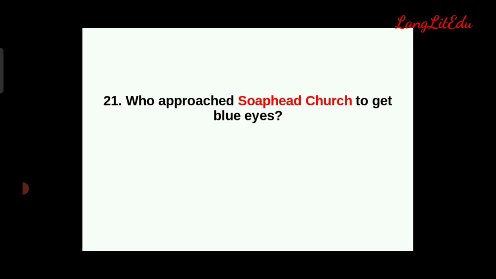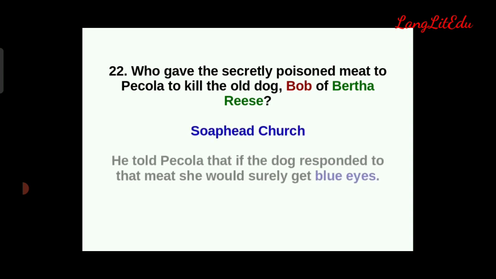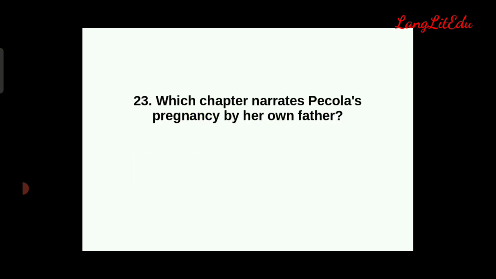Who approached Soaphead Church to get blue eyes? Pecola. And who gave the secretly poisoned meat to Pecola to kill the old dog Bob of Bertha Reese? Soaphead Church, and he told Pecola that if the dog responded to that meat, she would surely get blue eyes.